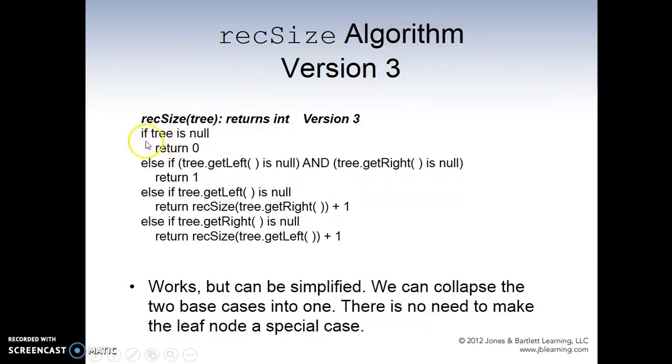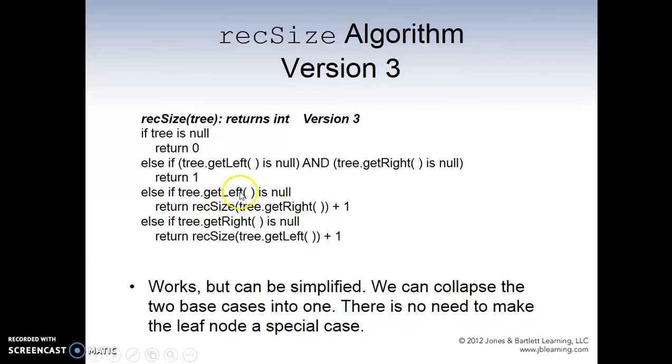Then we revise that: if tree is null, return 0. Okay, that makes sense, it's empty, right? Size is 0. Now, else if tree.getLeft is null and tree.getRight is null, return 1. That makes sense, it's only 1.